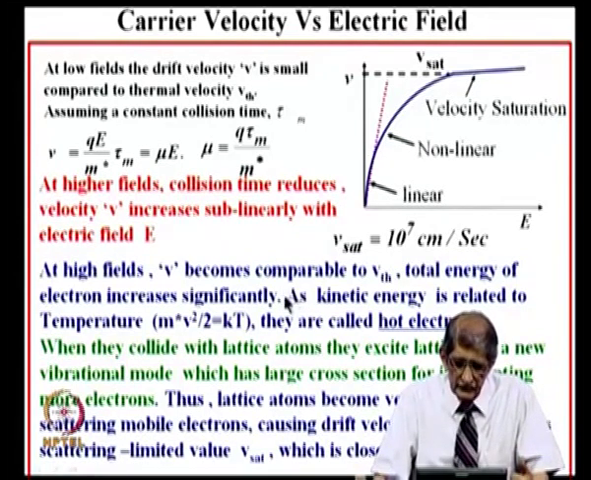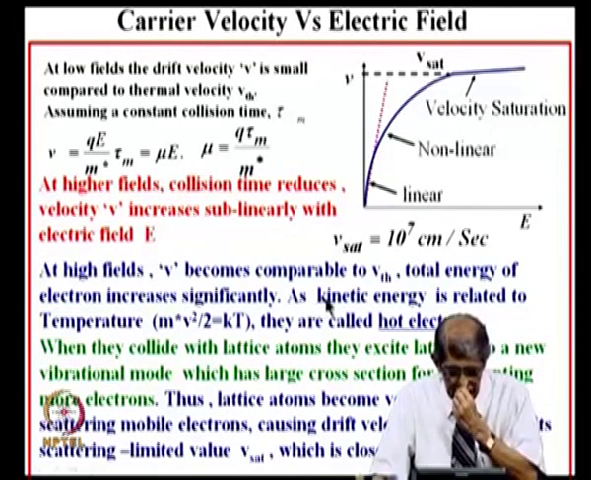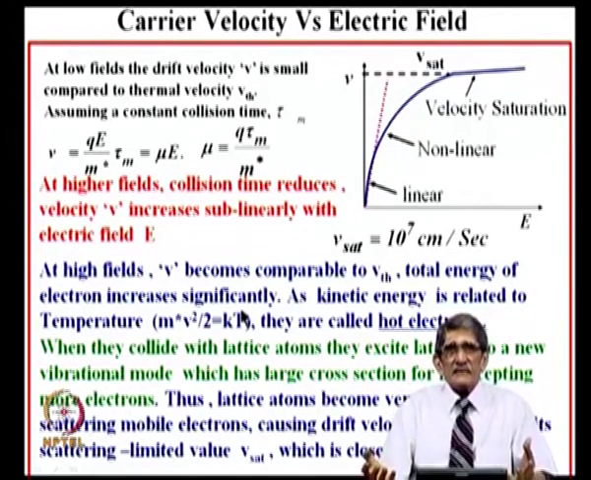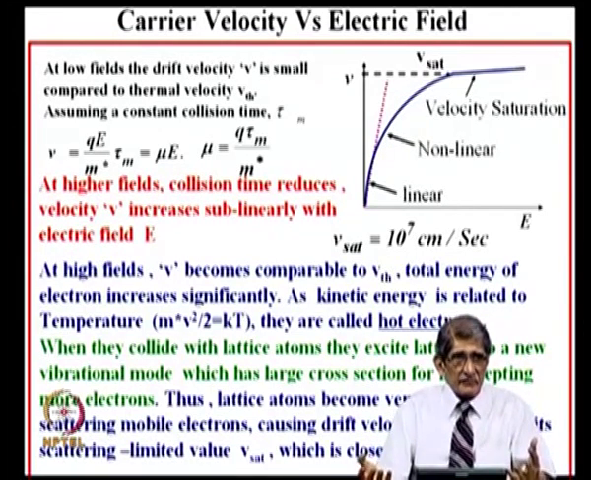Now, the kinetic energy, which you call half mv squared, is related to the temperature, or kT. So, once you say that the kinetic energy has gone up because of the thermal energy and the energy absorbed by the electric field, in fact, finally, the net kinetic energy is this one, due to the energy absorbed from the electric field.